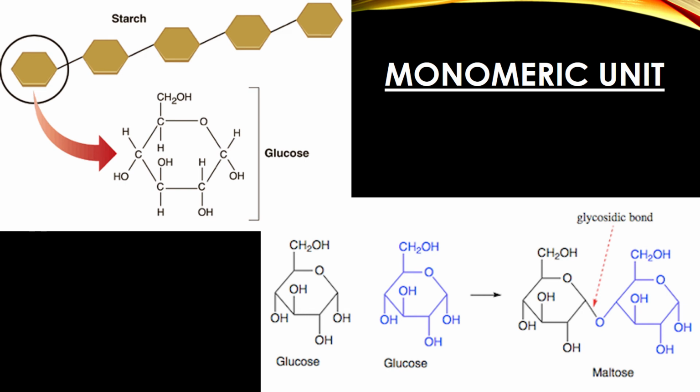Carbohydrates, similar to nucleic acids and proteins, consist of monomeric units called monosaccharides. When more than one monomeric unit is bonded together by glycosidic bonds, they are called oligosaccharides, and chains of more than 20 or so monosaccharide units are called polysaccharides.